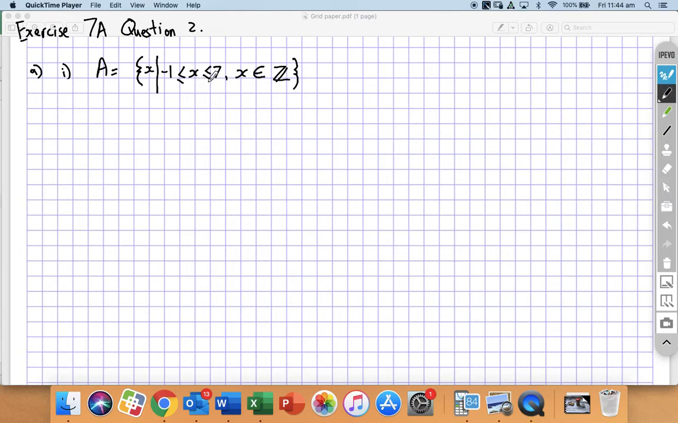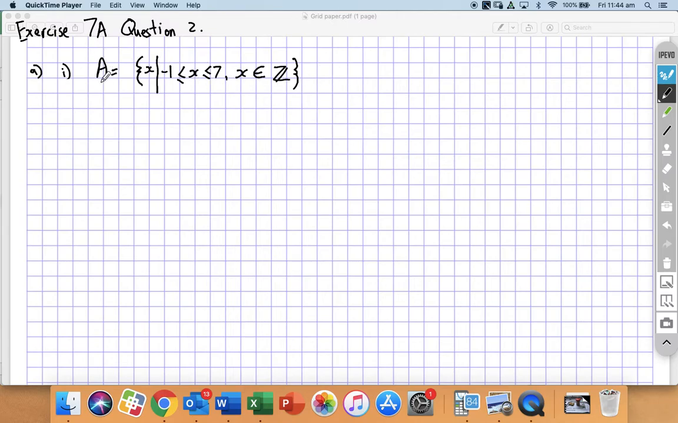Hi there, Year 11s. I'm looking at exercise 7a, question 2, and there's this statement here using this interval notation, which we'd like you to get familiar with. So what is this statement saying?